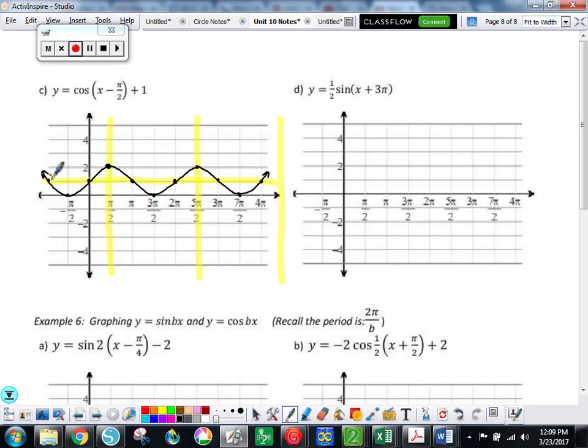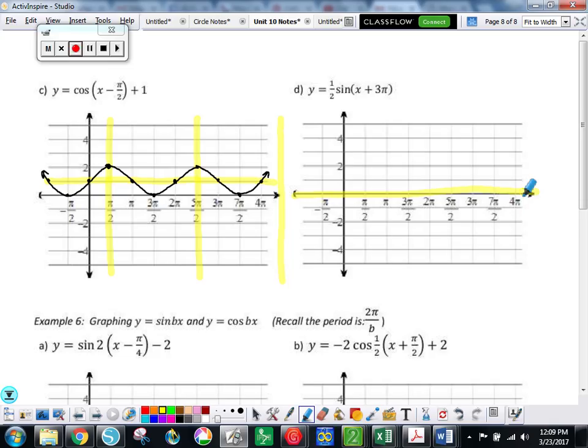So this is the sine function. Has the midline moved? No. Midline stays. But the phase has moved 3 to the what? 3 pi's to the left. So it's really hard to move this one, right?